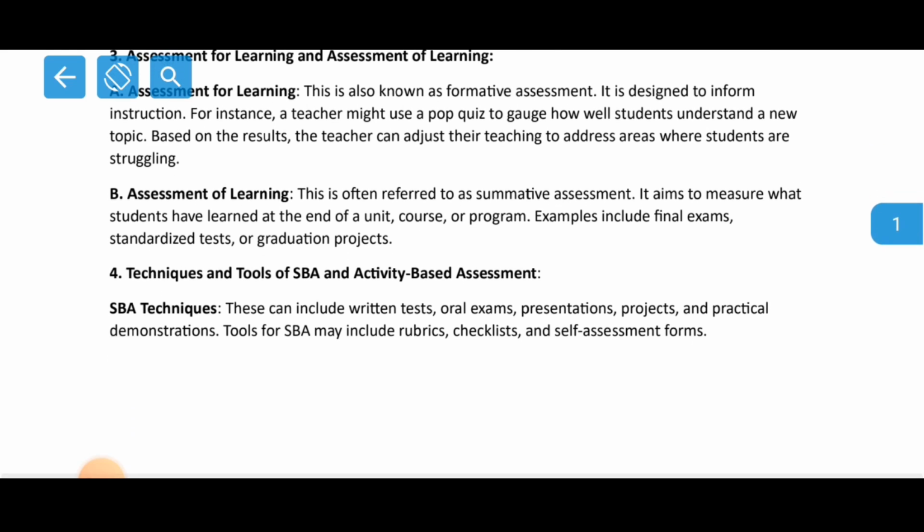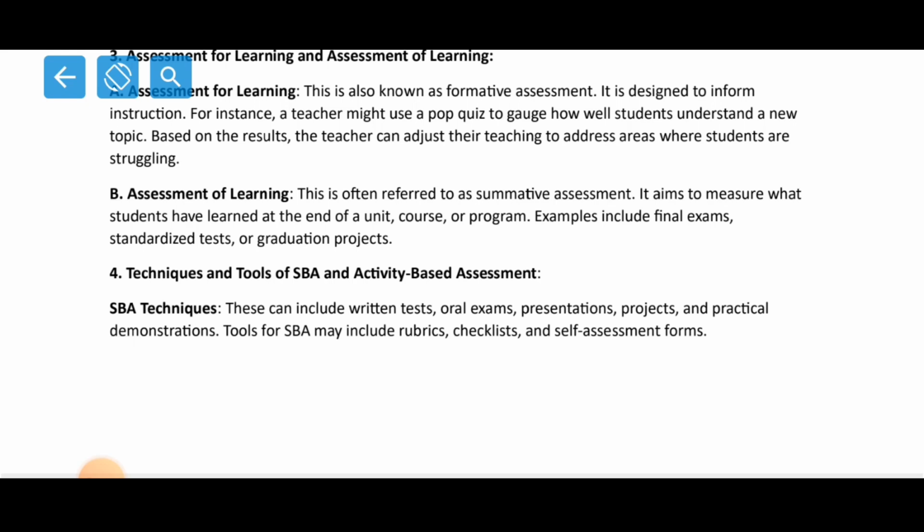Now let us see assessment of learning. This is often referred to as summative assessment. See, these two are the parts of formative and summative assessment only. So try to remember, when you say assessment for learning, it will be formative. Assessment of learning, it will be summative. It aims to measure what students have learned at the end of a unit, course, or program. Examples include final exam, standardized test, or graduation project. See, this is what we have already learned in summative assessment, right? So this is very easy, very simple.